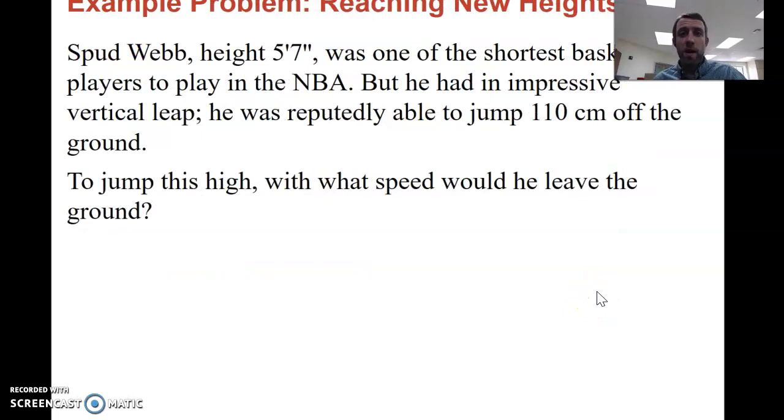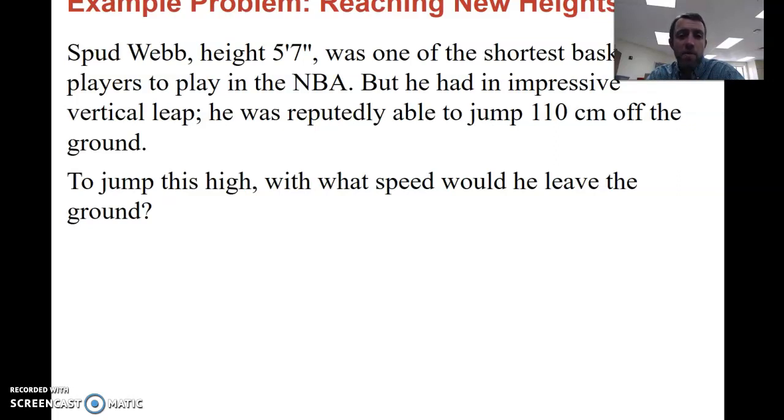All right, Spud Webb. You might not know Spud Webb, but he was a really short basketball player, 5'7". He was in the NBA dunk contest. I want to say like late 80s, something like that. And he was a spokesperson for Reebok, and they came out with a shoe called the Reebok Pumps, and they were like the big deal.